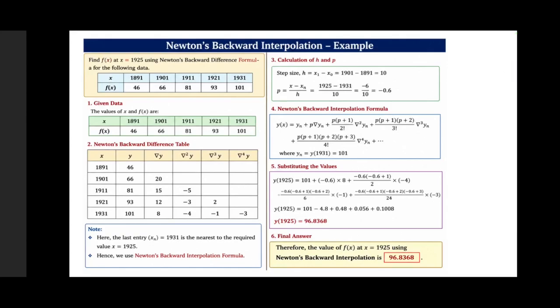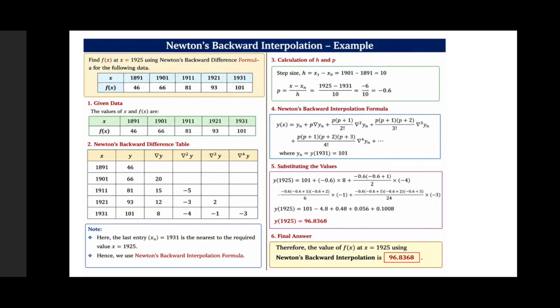Now let us solve this problem using the backward interpolation method. First, observe the given data. We have the values of x and the corresponding values of f of x. The given x values are 1891 to 1931 and the corresponding function values are 46 to 101. Our objective is to estimate the value of f of 1925.